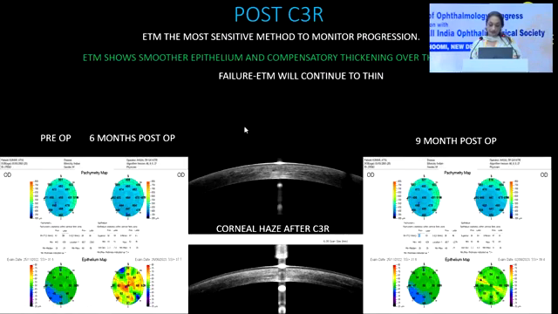Post C3R, ETM is the most sensitive method to monitor progression. This is a patient of keratoconus showing thinning over the cone area. 6 months after C3R, there's a lot of thickening, but still a lot of irregularity. But by the end of 9 months, the epithelium has smoothened out and there is thickening of epithelium over the cone region. You can compare it with the pre-C3R map. So this is very nicely smoothened and thickened out, and this indicates a successful treatment. In cases of failure, the ETM will continue to thin out.